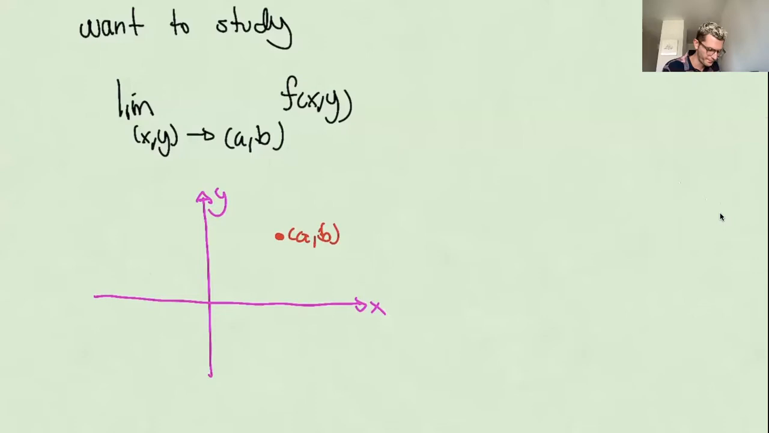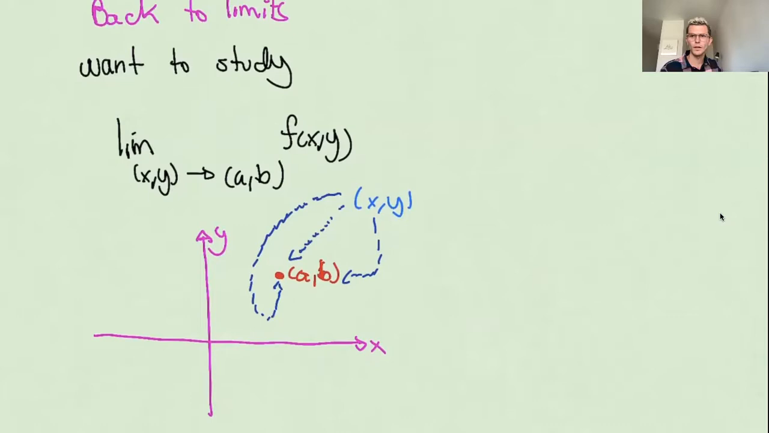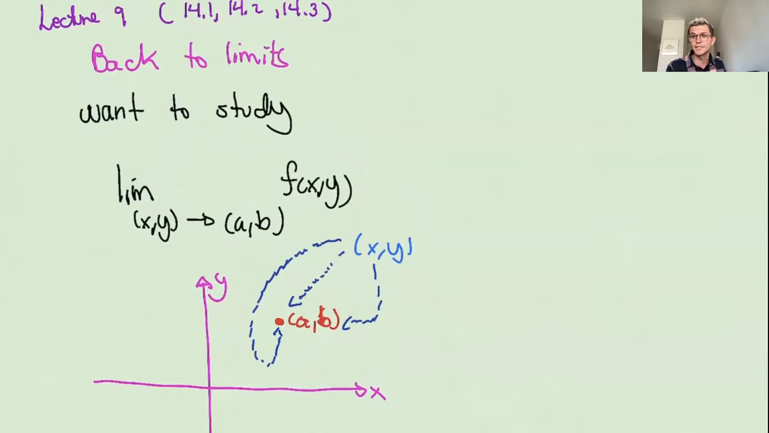of a particular function, here's the point a, b, and you want to study the limit as x, y approaches this point. Let me put x, y maybe here, and you want it to reach this point. Remember, when you study a limit now, there's an analog of one-sided limits. In Calc 1, you would look at the numbers as you approach from the right, or from the left. But in this class there are so many more options you could take. The two things we discussed last time are two basic strategies for limits.